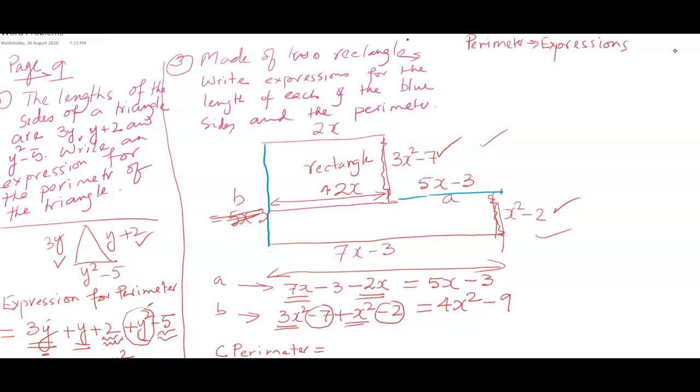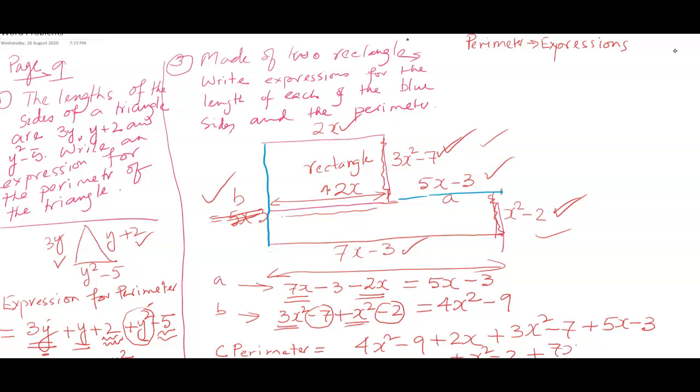Now we worked out both A and B. Finally we have to work out the perimeter of the shape, which is basically, this one is not the perimeter, this is well inside the shape. So the perimeter will be, B is 4x squared minus 9, and then I'm going to add this one, 2x. See, I'm ticking all those, and then I'm going to add 3x squared minus 7, and then 5x minus 3, and then I'm going to add x squared minus 2, and finally the last thing we have to add, remember, 7x minus 3.